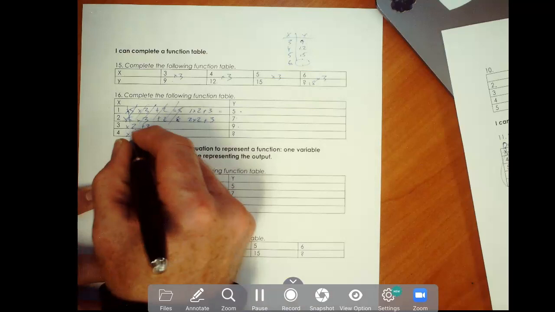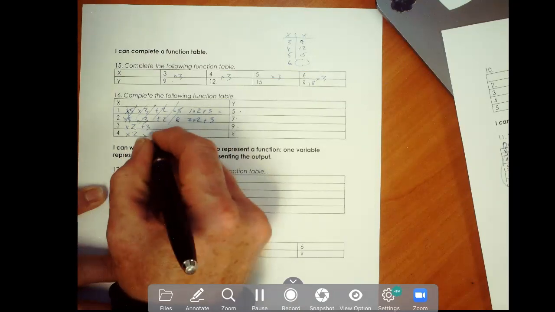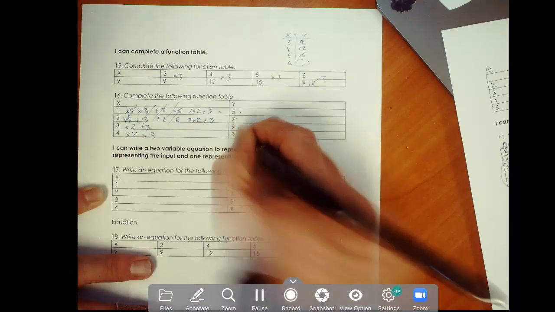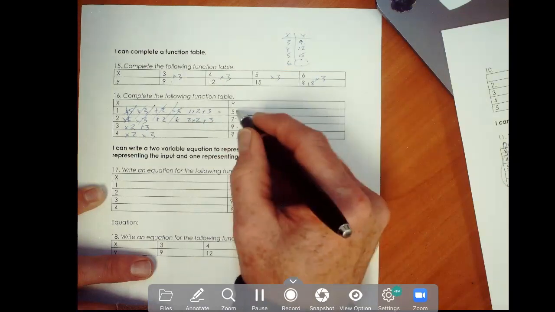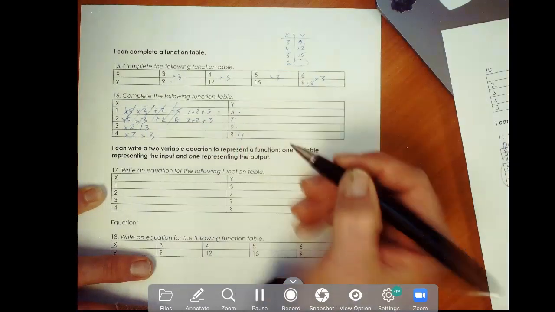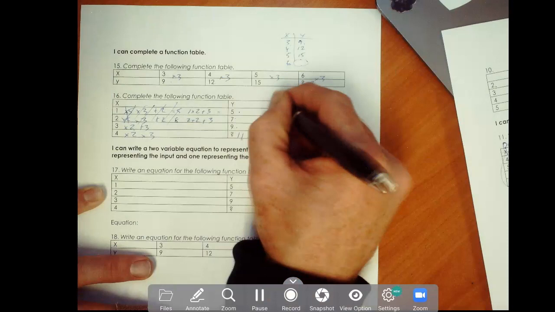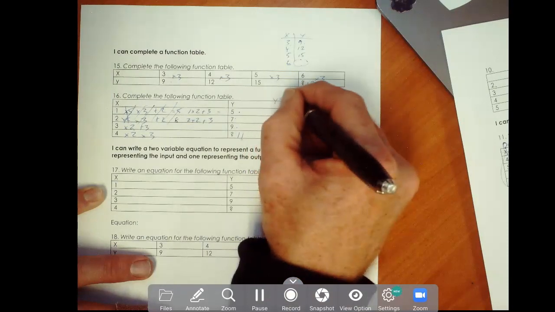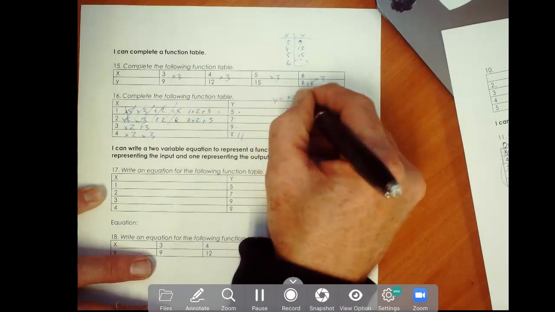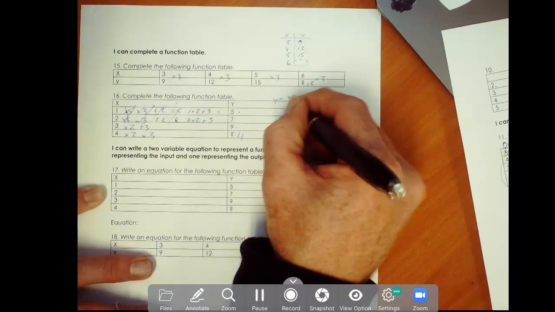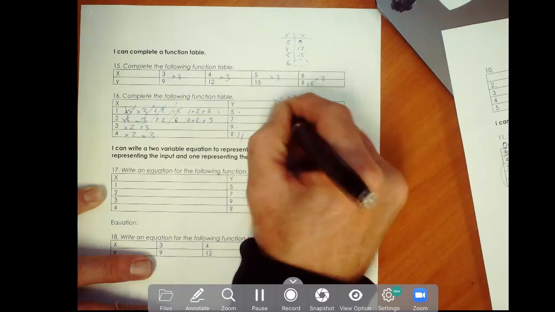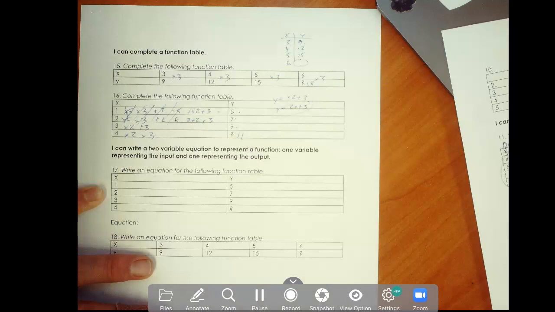So 4 times 2 is 8 plus 3 is 11. And that fits our pattern. Look at it. 5, 7, 9, 11. So our rule there was the y was equal to times 2 plus 3. We would write that 2x plus 3. But we still figured that out.